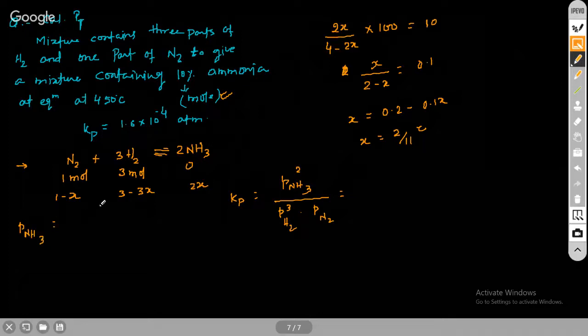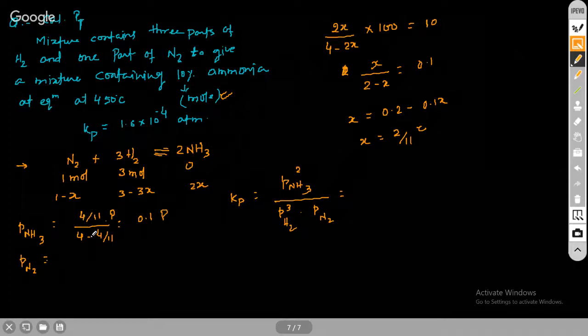Okay, so 2x is 4 by 11 divided by 4 minus 4 by 11. So you'll get 11 into 4 is 44 minus 4 is 40. So it is 1 by 10, 0.1. I forgot to write here the total pressure, PT. Suppose P is the total pressure, so 0.1 into P.